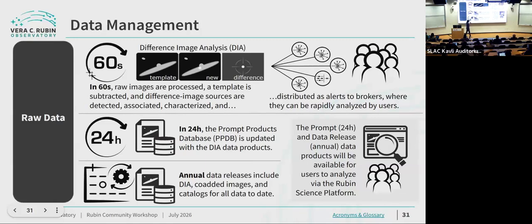Within 24 hours, these will have the prompt products database. This will include DIA data products as well as early versions of processed images. And then on annual timescales, we'll have data releases. This will include full DIA objects, co-added images, and catalogs for all the data taken to date. We'll also then take all of the DIA sources and associate them to single DIA objects. You'll be able to get all of this data through the Rubin Science Platform, which will be talked about next. That's the RSP.